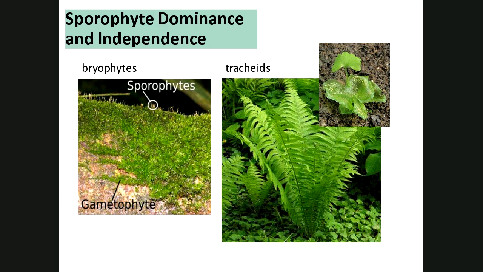So I got these 2 pictures side by side to show you what I mean. There's the moss on the left. The gametophyte is the green, more conspicuous. The sporophyte's the small little wispy things. And then in the fern on the right, the gametophyte is this thing. This is that prothallus you were looking at. This is that little tiny thing you were looking at underneath the microscope.